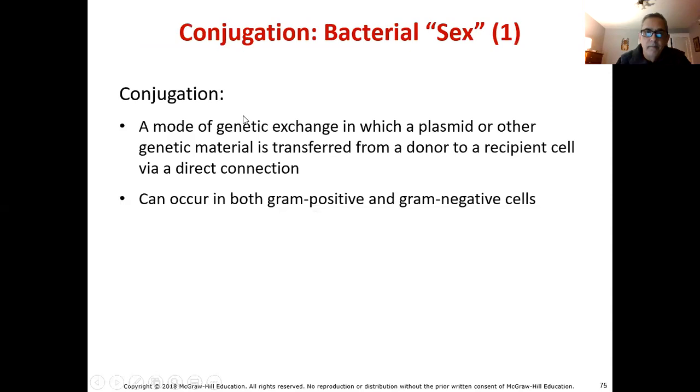So conjugation is a mode of genetic exchange in which a plasmid or other genetic material is transferred from a donor cell to a recipient. They're directly connected by a conjugation pilus. It can occur in both gram-positive and gram-negative bacteria.